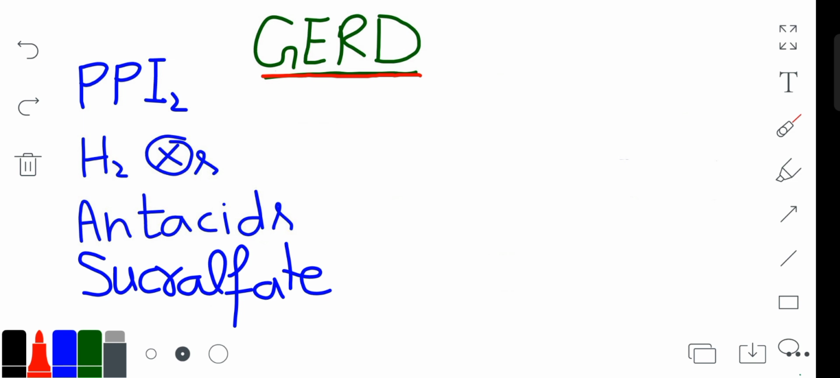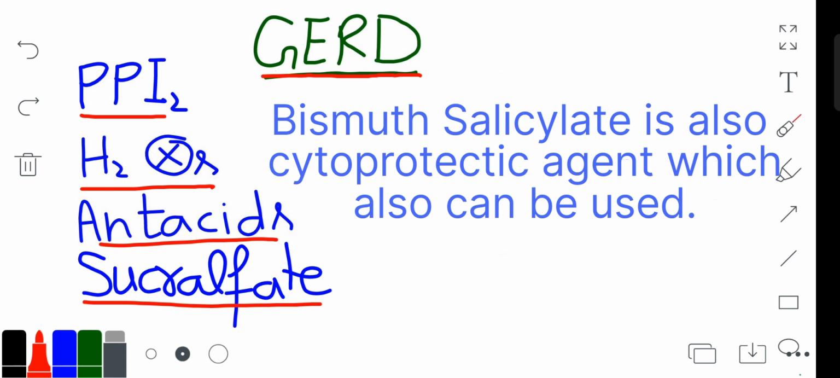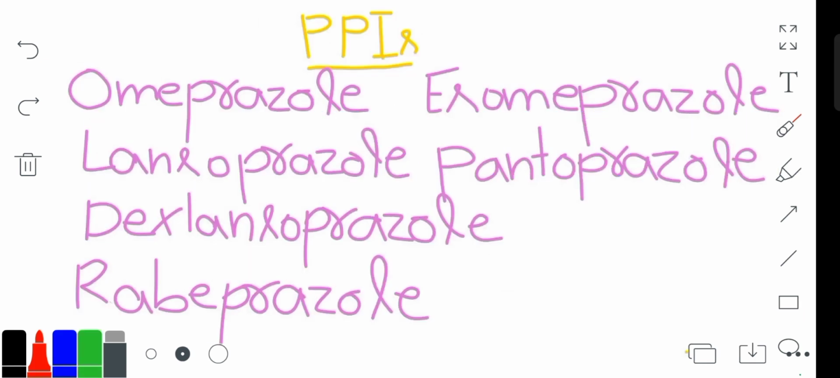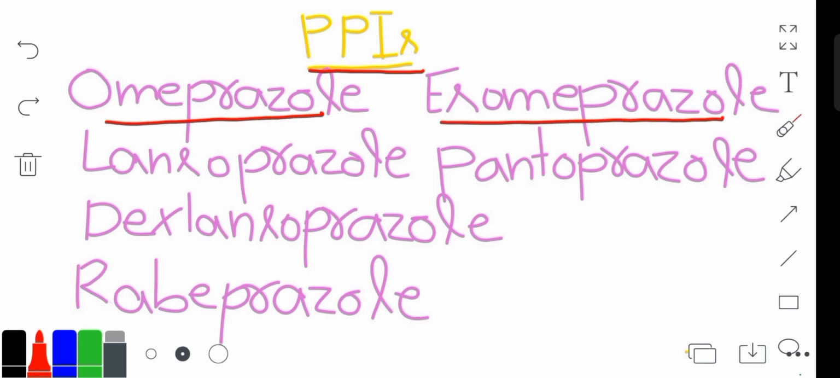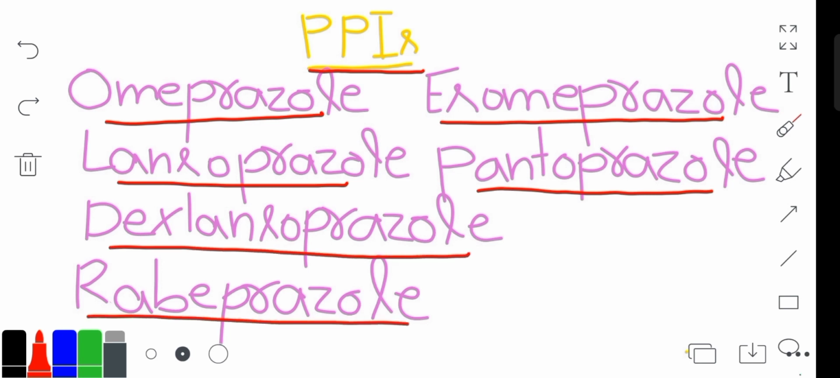The agents which can be used in gastroesophageal reflux disorder include proton pump inhibitors, H2 blockers, antacids, and sucralfate. Sucralfate is actually a cytoprotective or mucosoprotective agent that decreases the production of HCl and increases the production of mucus. Proton pump inhibitors include omeprazole, esomeprazole, lansoprazole, pantoprazole, dexlansoprazole, and rabeprazole.